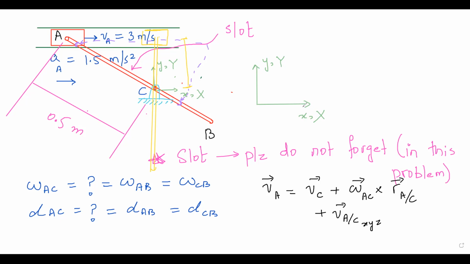Okay, good. So I will tell you before we finish the class that velocity of A with respect to C small xyz is non-zero. Don't just put a zero.